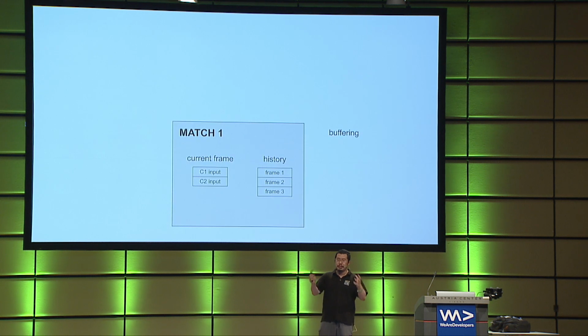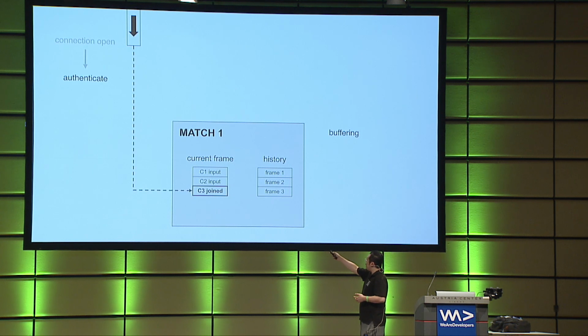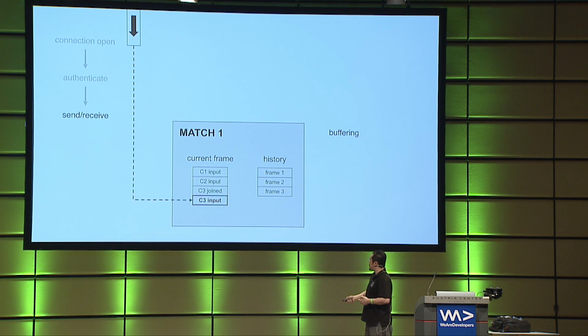So in terms of how the system works, it's logically very simple. You've got a match, you've got a current frame where you're collecting the inputs, and then you've got a history of all the frames that you collected so far. So when someone connects halfway or after they get disconnected, you can just send them all the history that they haven't received yet. And when someone connects to the server, they get authenticated, and that records a new event in the current frame. And from then on, they can start sending input to the server, and every time they send something, that just gets buffered into the current frame.